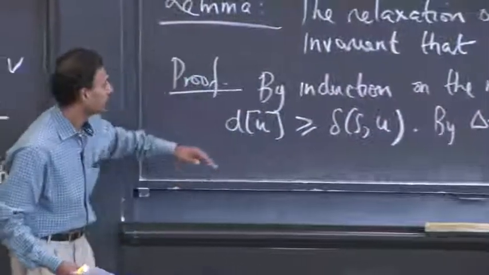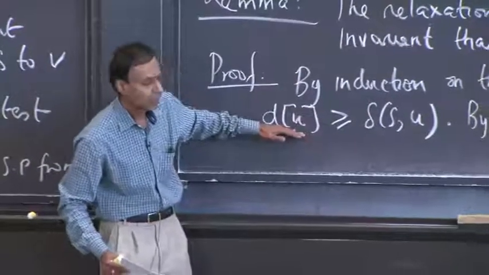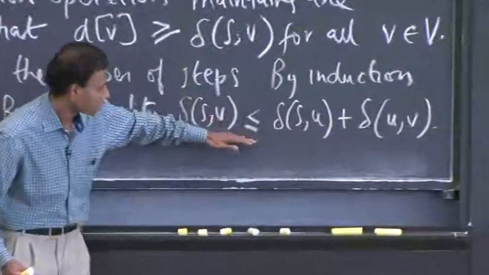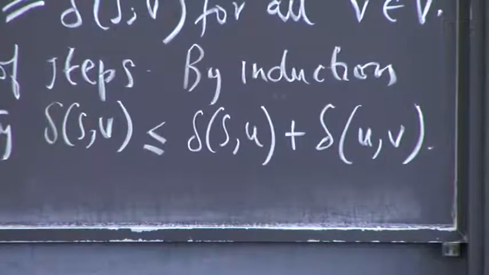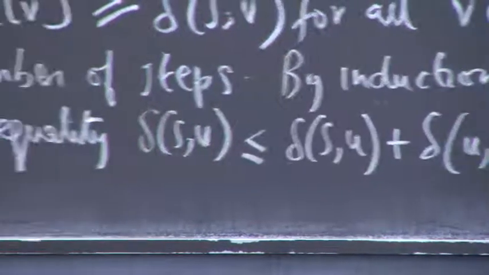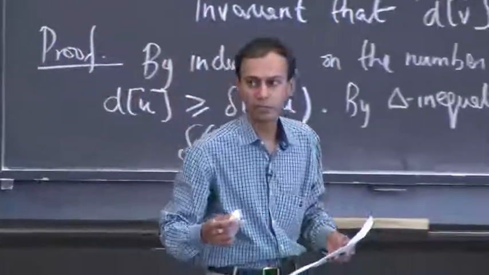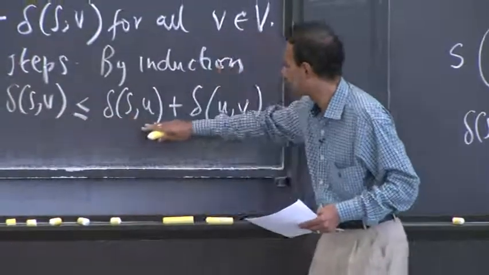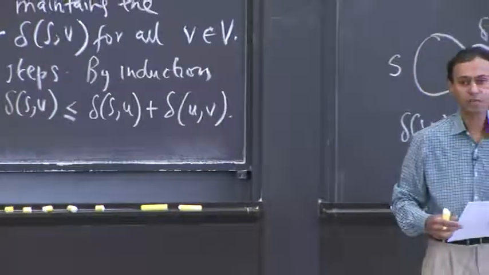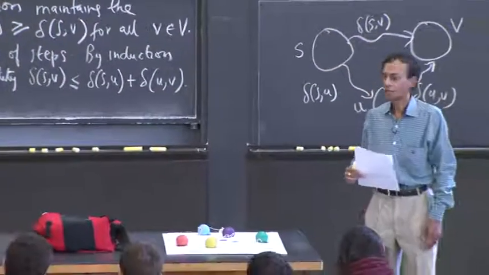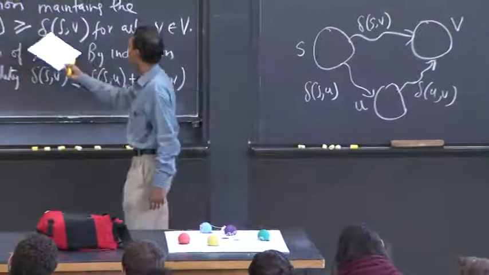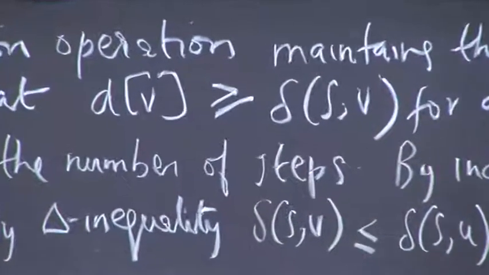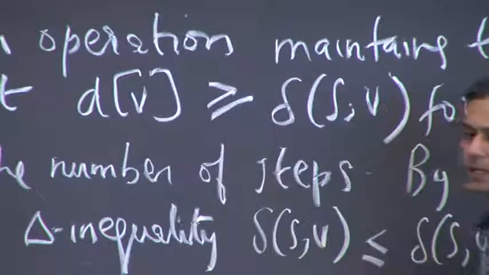So that's half the proof here. What I've done is assume that d of u is correct, and I've used the triangle inequality, or I've just written this down. Now, someone do the last step or the second to last step of this proof. Anybody? What can I say now, given what I have here? Look at these two values. And what can I say about these values? How can I prove what I want to prove, which is basically delta of S comma V should be less than or equal to d of V? Okay, that's what I want to show. I've just written it the other way here. How do I do that?